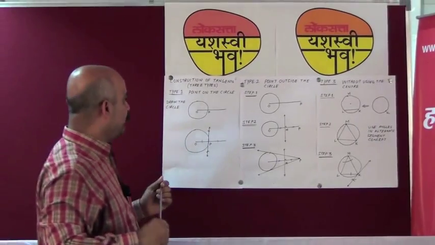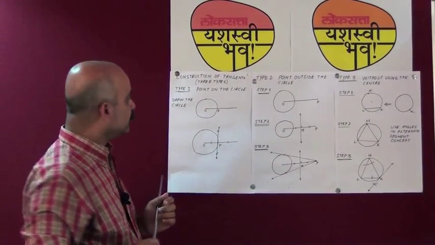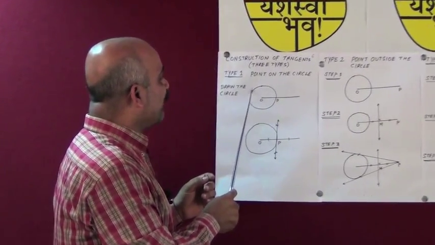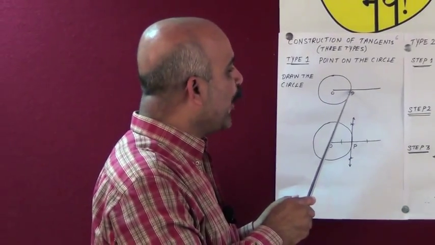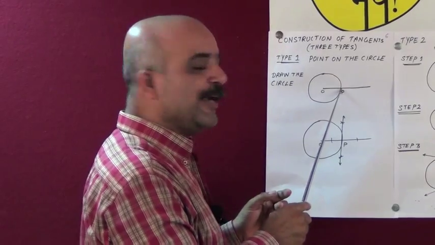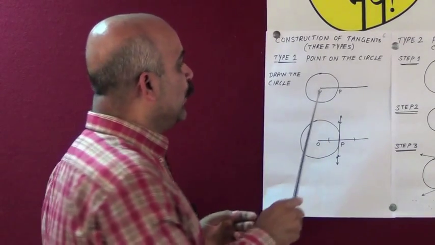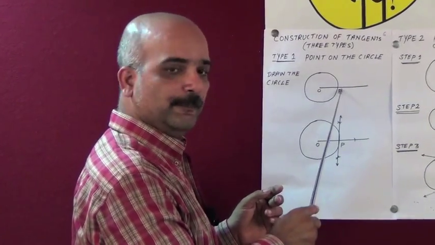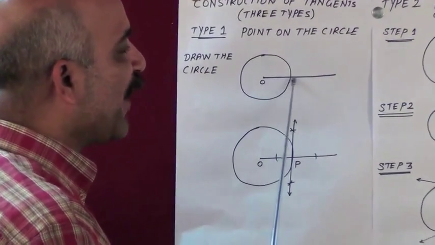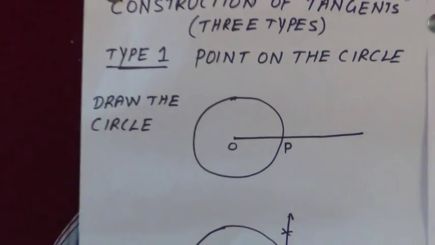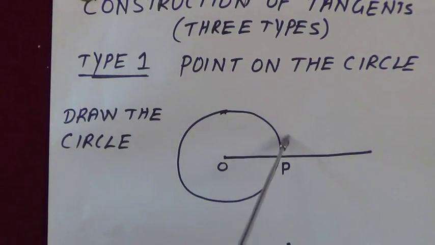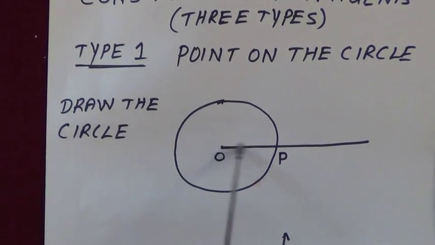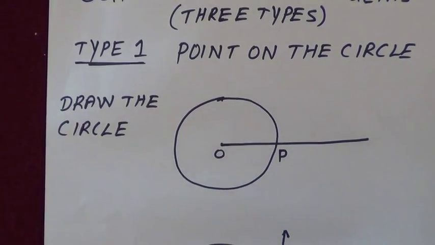Now, let us see the first type, when the point is on the circle. This question normally comes for 2 marks. First, you have to draw a circle, and let us say P is any point on the circle. Whatever measure of radius is given, we take that measure, draw a complete circle, join the center to the point where you want the tangent, and extend that line. I repeat, draw the circle with the given radius, draw a straight line from the center to that point and extend that line.